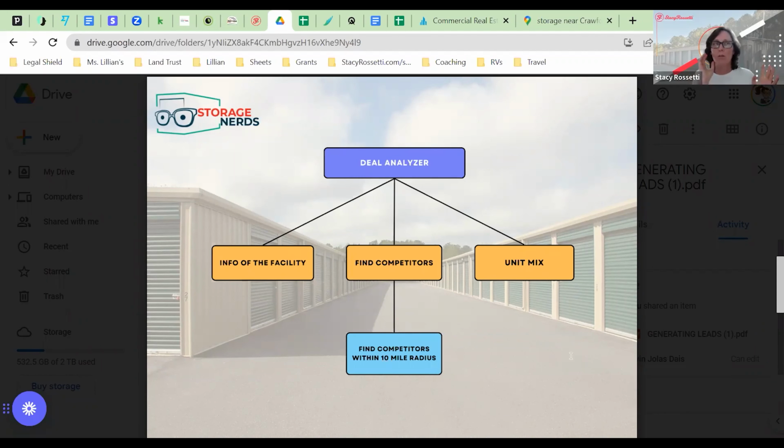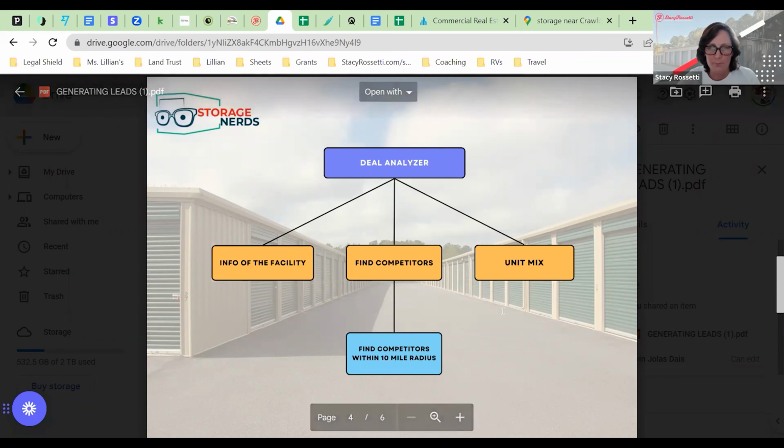The deal analyzer will show you the complete visual outlook of the property, from now and also into the future. That's what the deal analyzer is for. Okay.